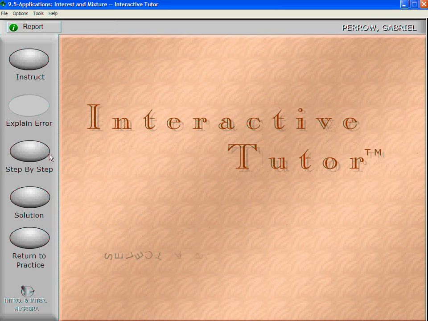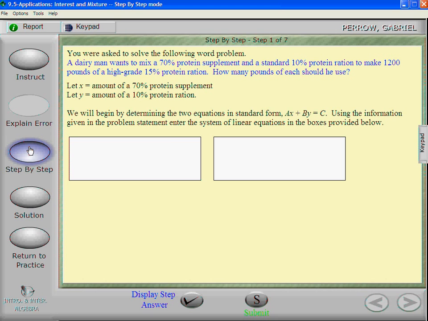Let's do the tutor mode for this one because it's a new example for us. If x is the 70% protein supplement, and y is the amount of 10% protein ration, I think what we could say is 0.7x, 70% of x, plus 0.1y, 10% of the y, is all pure protein. And then that's going to equal the pure protein that's in the total. It's 15% of the 1,200.